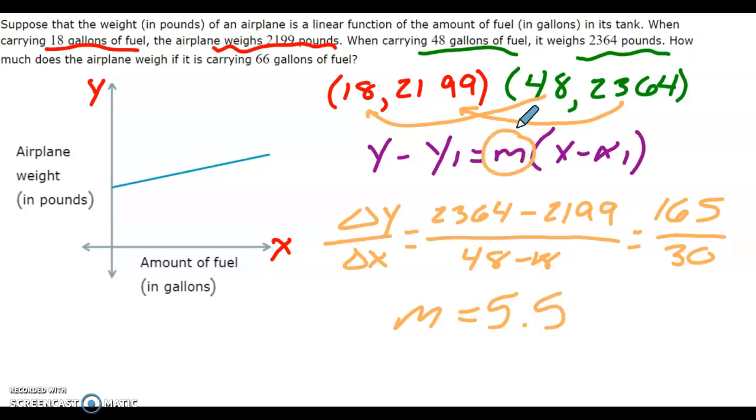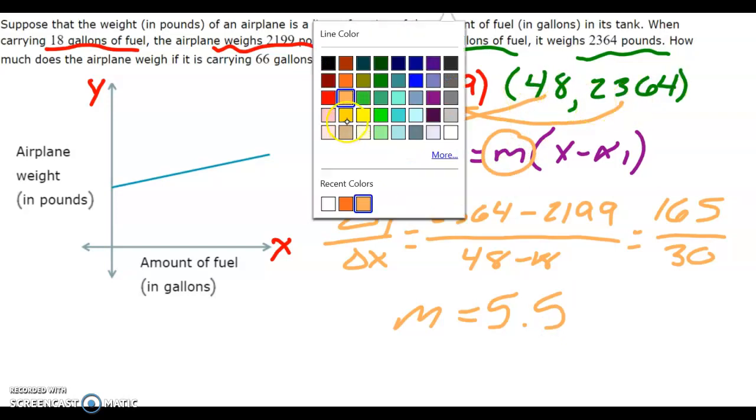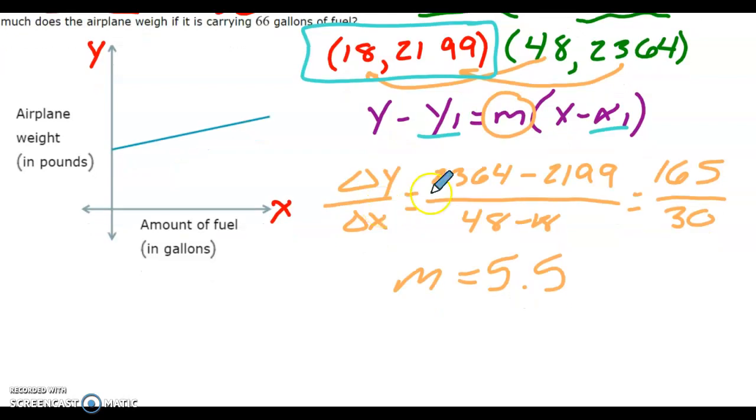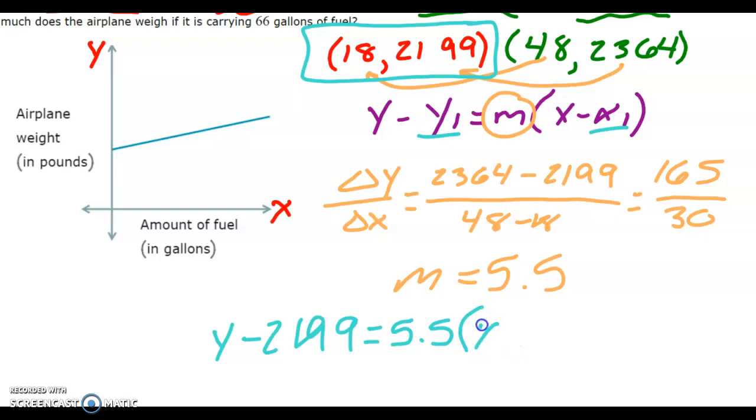So then using either point, just for the sake of seeing an example here, let's use this point for your y1 and your x1, and then your slope we just found. You're going to come up with this equation. So y minus the y from your point, which is 2199, is equal to your slope that we just found of 5.5 times x minus the x value of that same point, which is 18. So that is your equation.